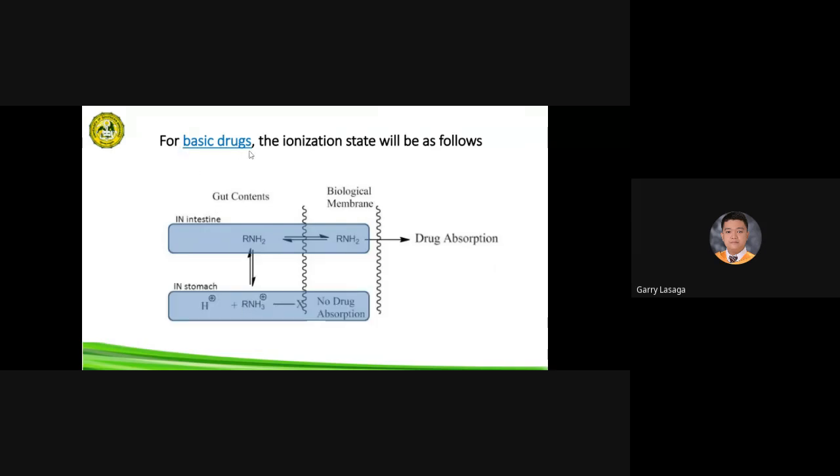For basic drugs, the ionization state will be as follows. When we place a basic drug in the intestine, it will be unionized and it will be absorbed in the body. When the basic drug is placed in the stomach, it will be ionized, and it will not be absorbed in the body.